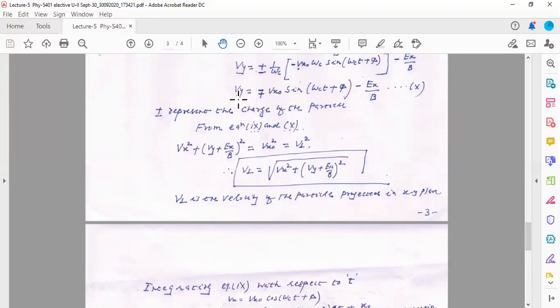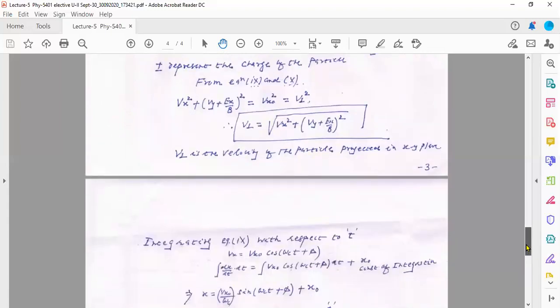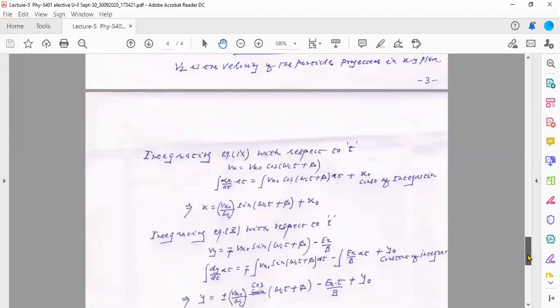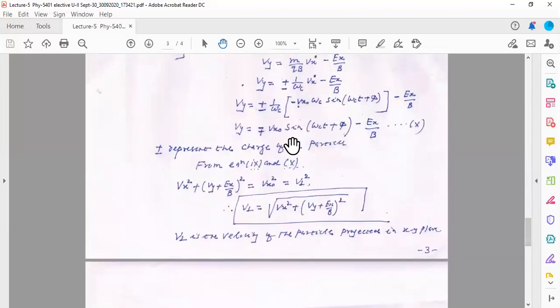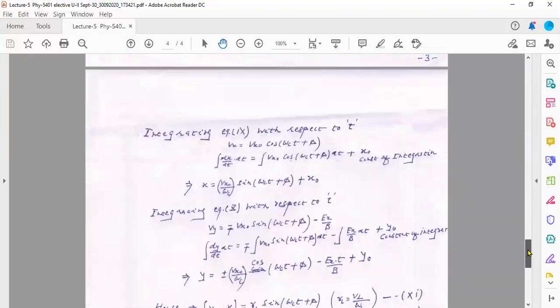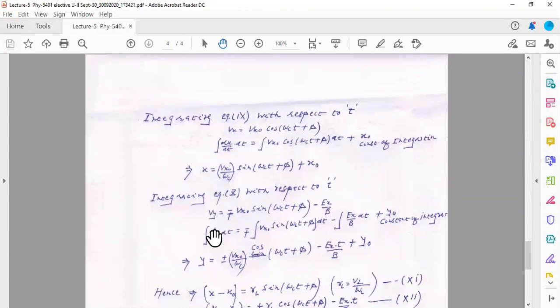You have Vy, that is nothing but dy by dt. So if you integrate Vy with respect to t, you will get the y component of the particle at time t. So you can see here, I integrate, this is the equation. You see there is a minus or plus sign here, which we have considered, and now you integrate with respect to t. So you see that Vy is dy by dt, and you integrate it, there is a minus or plus sign, so I'm writing minus or plus sign.